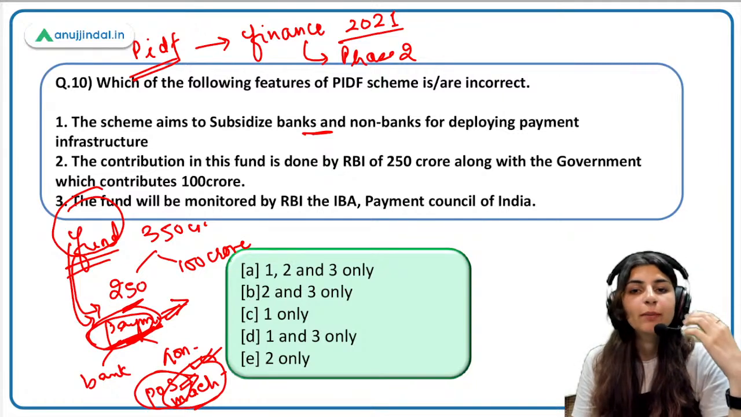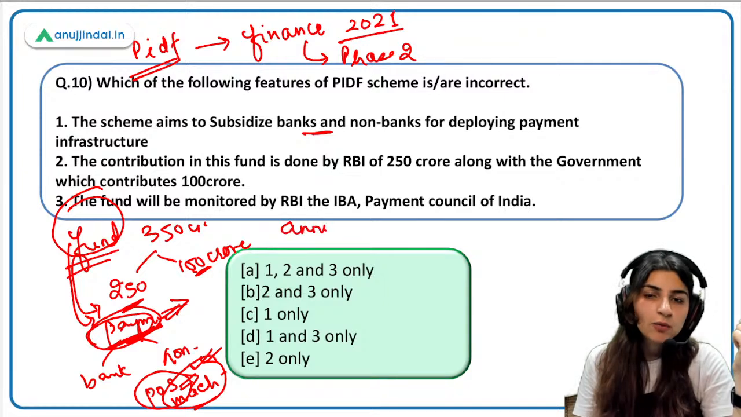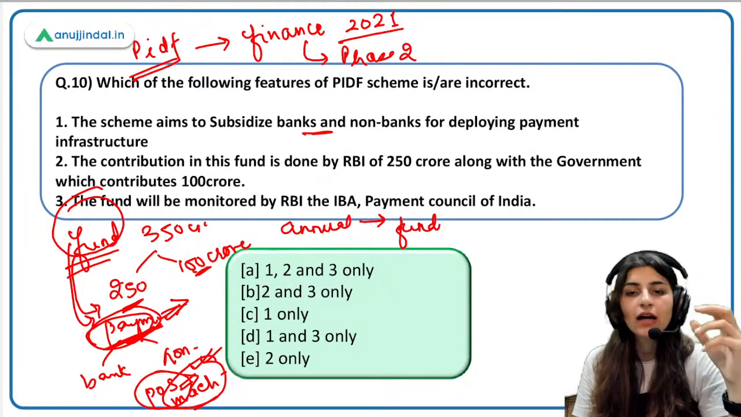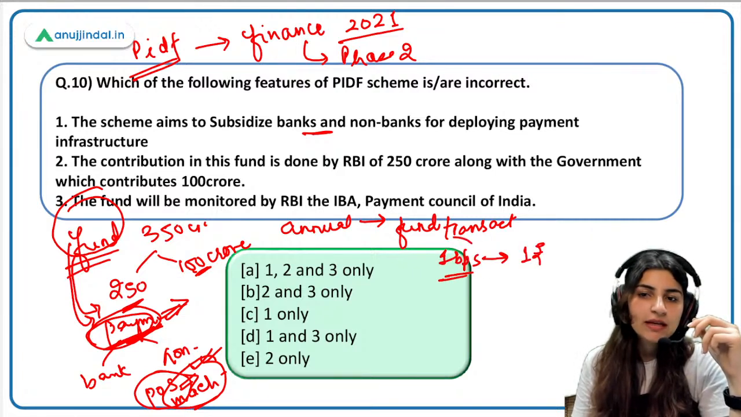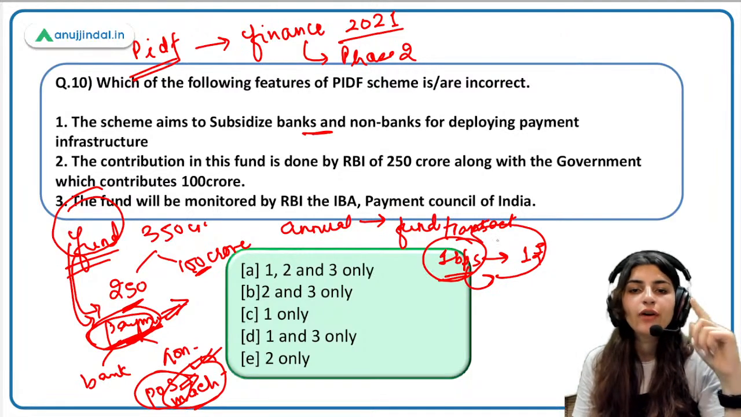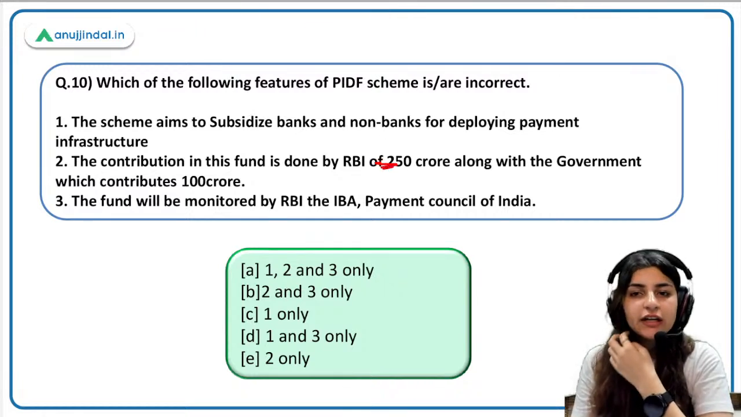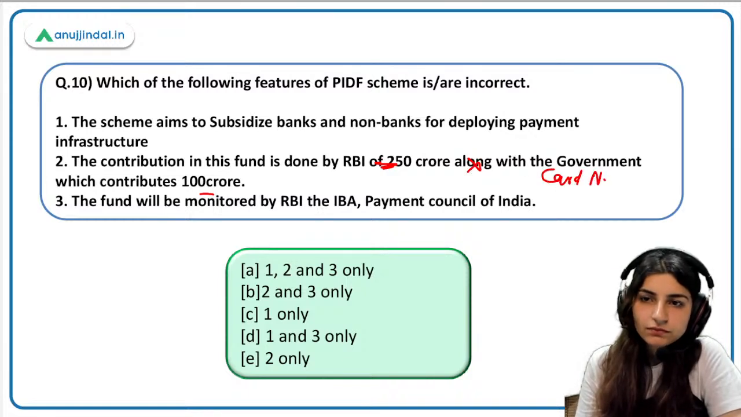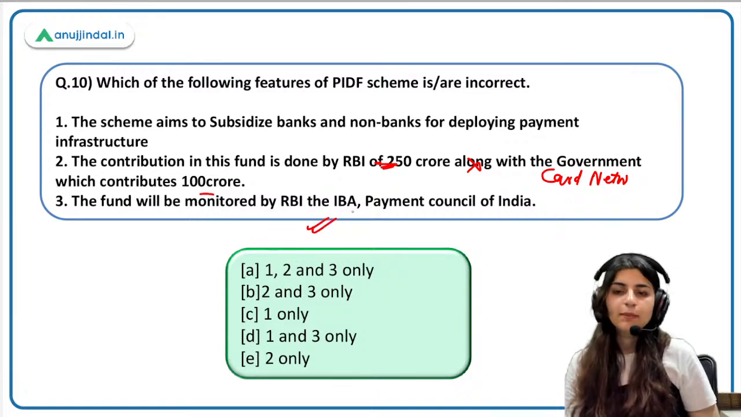250 crore is contributed by the RBI and 100 crore by card networks. Further, annually भी card networks को they have to pay amount to this fund on transaction basis. So 1 basis point पे, for every rupee transaction, 1 basis point की they have to pay the amount in this fund. Okay. The contribution in this fund is done by RBI of 250 crore and the government which contributes 100 crore. It is actually the card networks. The fund will be monitored by RBI, the IBA and PCI, the Payment Council of India.